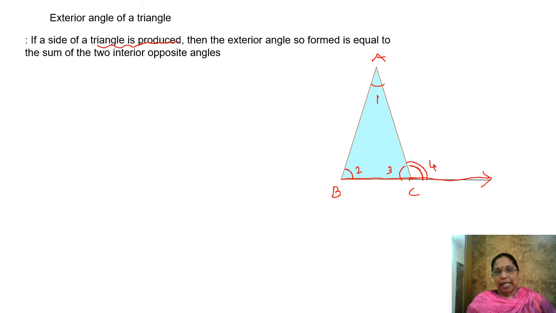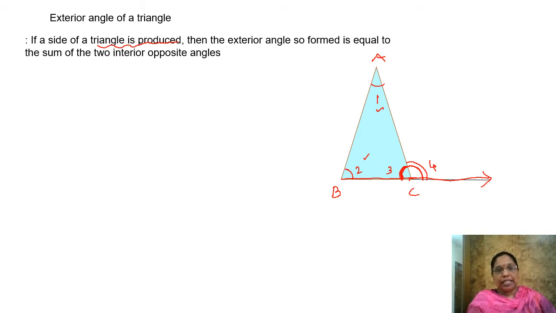The theorem states that if a triangle side is produced, then the exterior angle formed is equal to the sum of the two interior opposite angles. Now there are three interior angles, angle 1, angle 2 and angle 3. Now we have to find interior opposite angles. Angle 3 is standing near to 4, it is touching 4, so we call that adjacent. The opposite angles are angle 1 and angle 2.